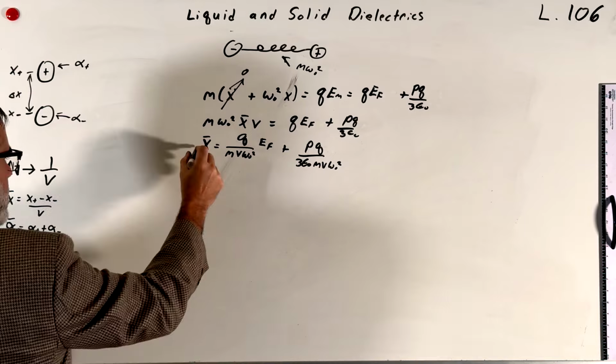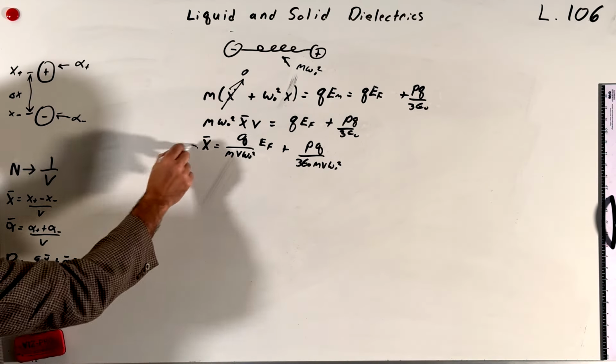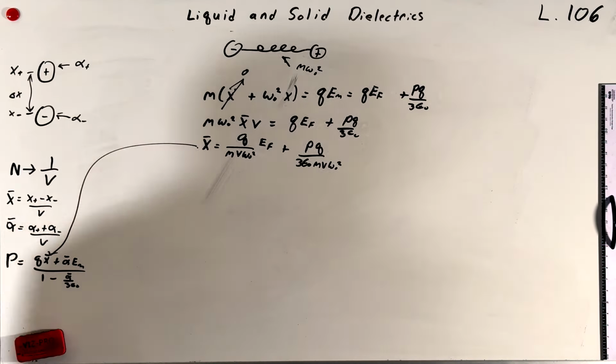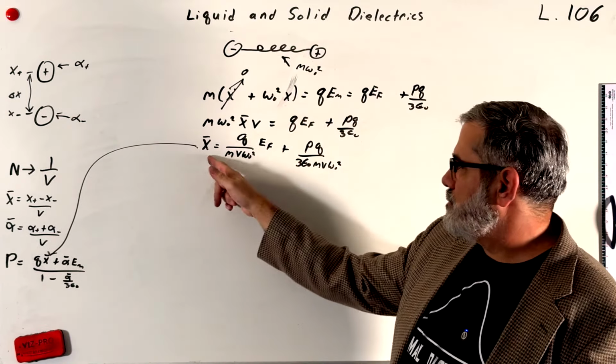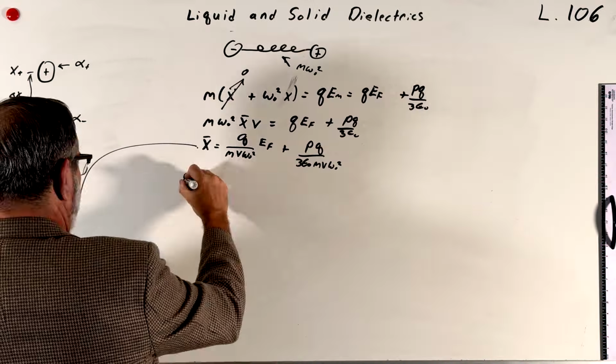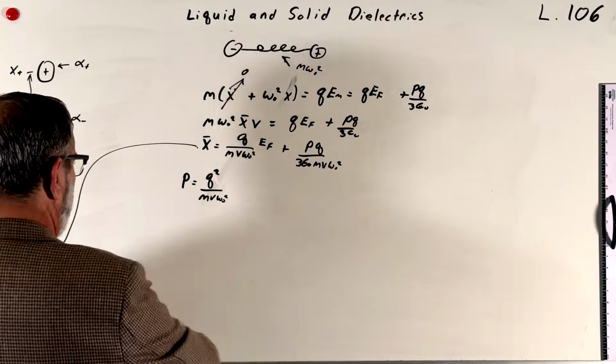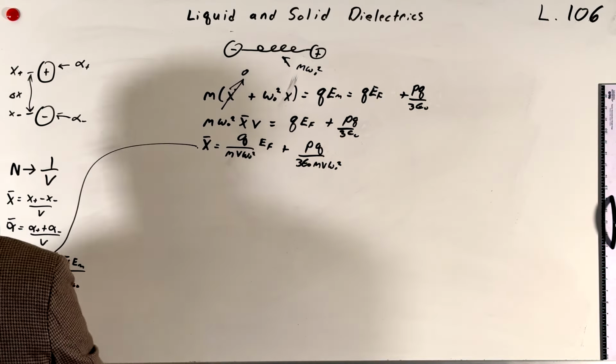I can take this value and I can substitute it in right here in this term for the polarization. See? X bar, replace this x bar with that. Q squared. Actually, let me write it like this.